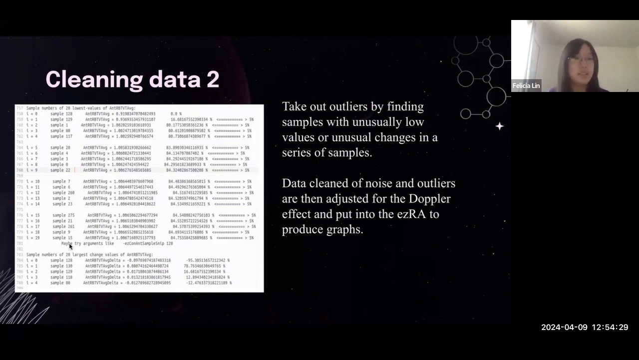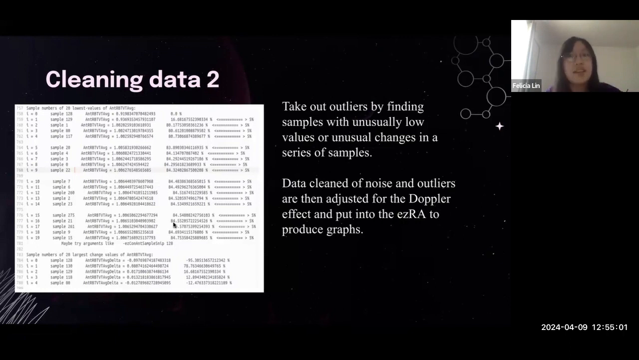We also sometimes use the change in values of neighboring samples. For example, if neighboring samples are all at a relatively low energy, and then one sample is all of a sudden really high, it would have a really large change in percentage, and we would know to take that sample out.